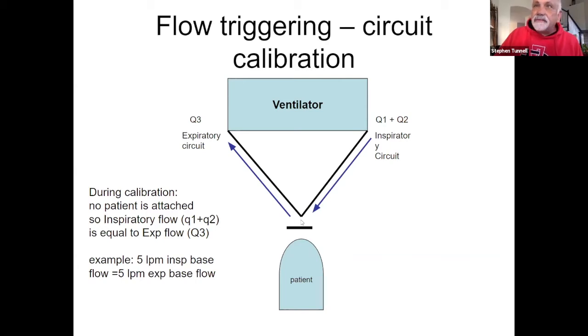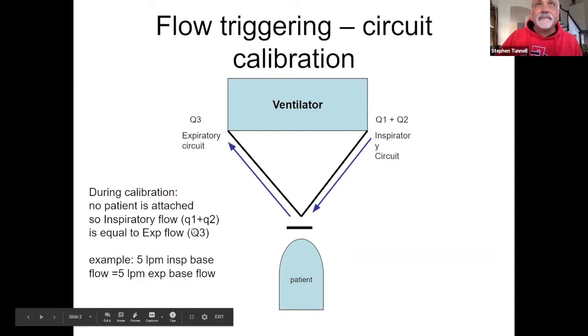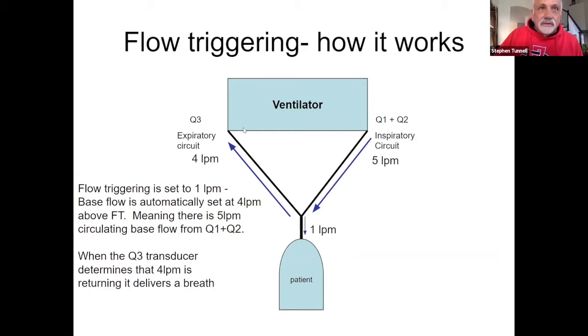And then, believe it or not, we calibrate the expiratory flow transducer to the Q1 and Q2 flow transducers that are there for oxygen and air. And when that happens, we would expect that the flow coming down the inspiratory line would equal the flow in the expiratory line. And when a clinician or user sets flow triggering, the ventilator essentially waits, and in this example, I've set a flow triggering of 1 liter per minute.